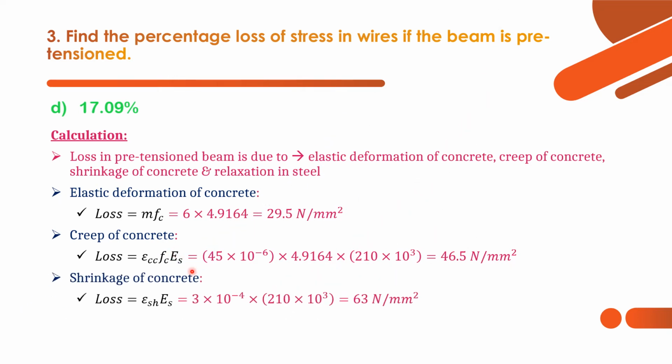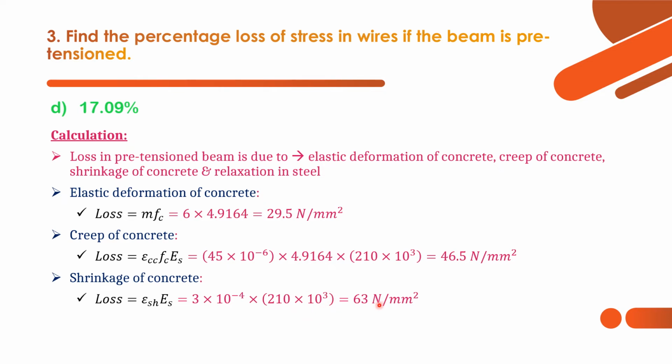And next we shall move on to shrinkage, the loss due to shrinkage of concrete. That is given by shrinkage strain into the elastic modulus of steel. The shrinkage strain for pre-tensioning shall be assumed as 3 into 10 power minus 4, into Es, that is 2 into 10 power 3.